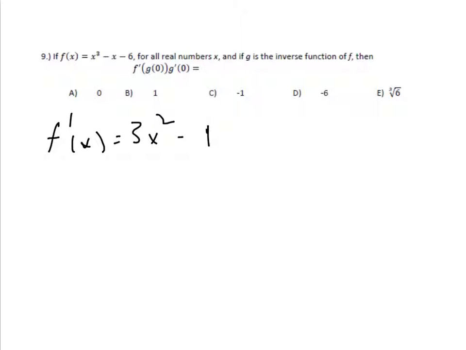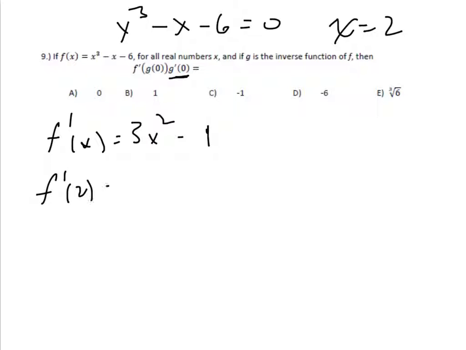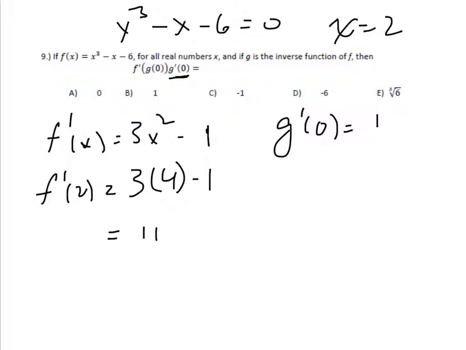G prime of 0, that means that we want to know when x to the third minus x minus 6 is equal to 0. So when I'm thinking about that, 8 minus 2 minus 6 is 0, so that means x has to equal 2. You should be able to pick that up. So therefore, f prime at 2 is equal to 3 times 4 minus 1, or 11. So g prime at 0 is equal to 1 over 11.